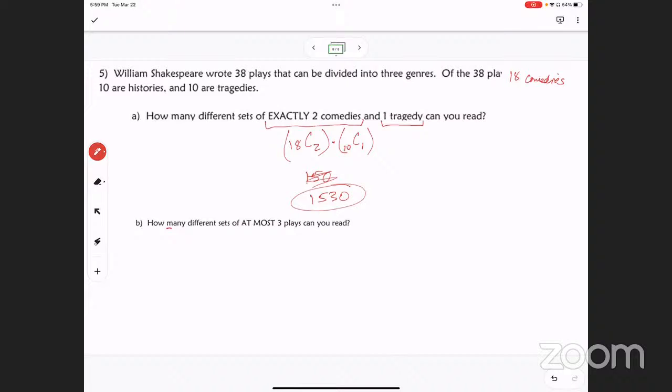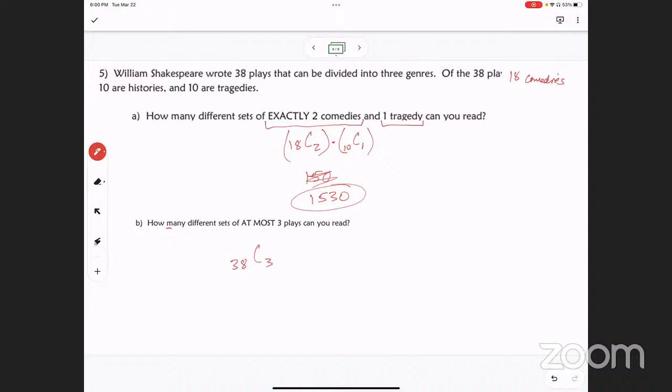How many different sets? I don't get the question. How many different sets of at most 3 plays can you read? So there's a total of 38 plays, and we're going to choose 3 of them. But we don't have to read 3 of them. You could do 2 or 1 or 0. Yeah, we can also choose, see, this is where it's kind of hard to tell.